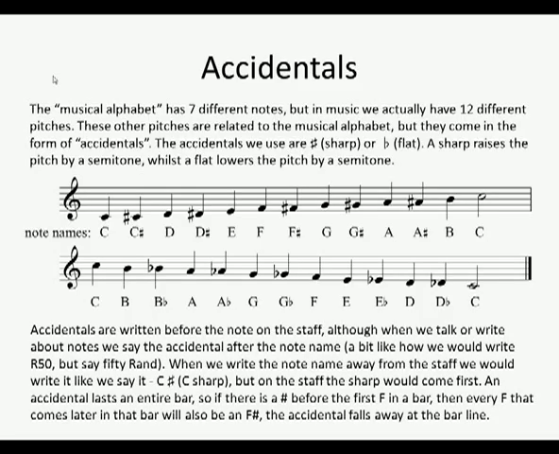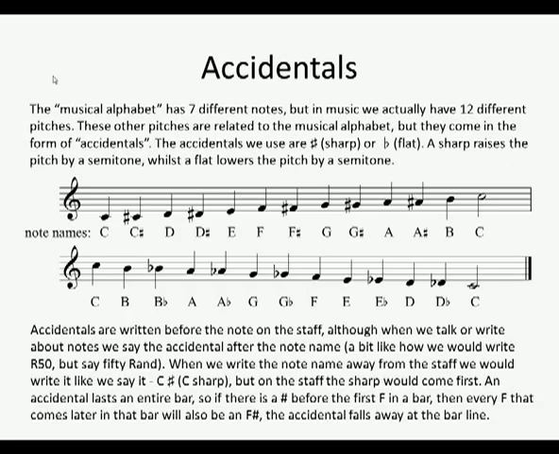Accidentals are written before the note on the staff. Although when we talk or write about notes with accidentals, we say the accidental after the note name. It's almost like how we would write R50, but we would say 50 rand. So when we write the note name away from the staff, we write it like we say it, with the C first and then the sharp. But on the staff, the sharp would always come first.